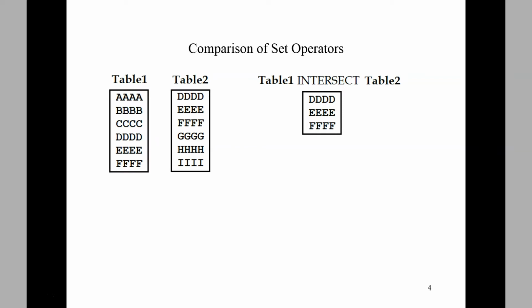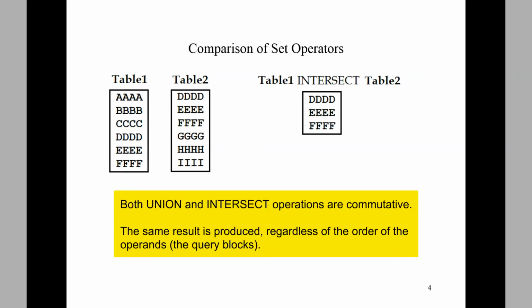An observation we can make at this point regarding union and intersection is that if I say table 1 union table 2, or I reverse the order of the operands, and I have table 2 union table 1, I get the same result. Likewise, with intersection, it does not matter whether I say table 1 intersect table 2 or table 2 intersect table 1. As we examine the set difference operator, we'll see that this is no longer true.